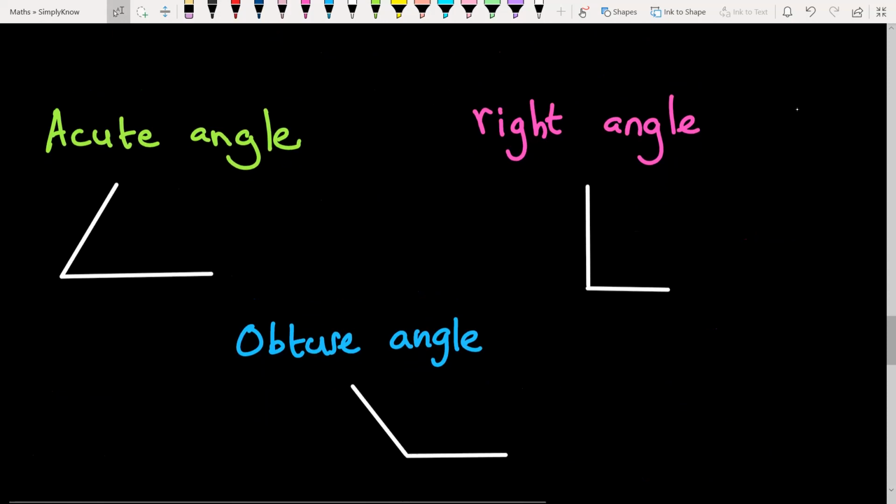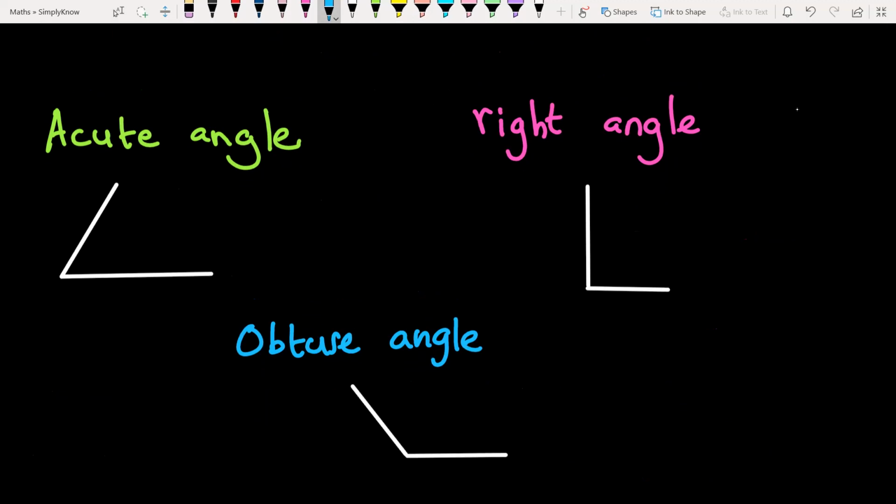Now let's talk about classifications of triangles based on angles. Before triangles, shall we recall these angles? Do you remember acute angle, right angle, and obtuse angle? An acute angle is an angle which is less than 90 degrees. This is an acute angle. Let's say this is 60 degrees, which is less than 90 degrees.